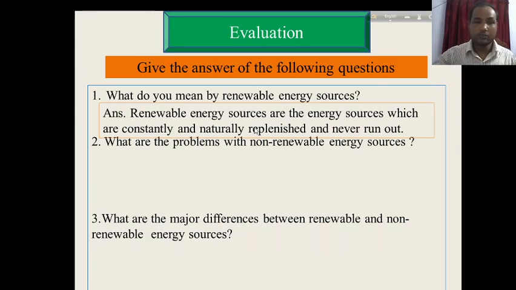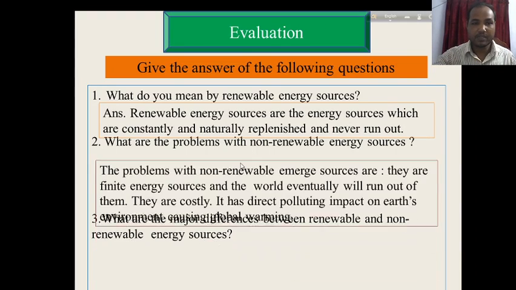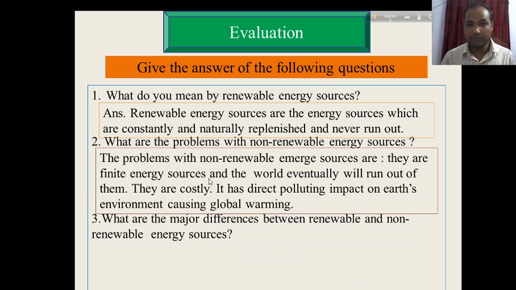Okay. Number two, what are the problems with non-renewable energy sources? If we heavily depend on non-renewable energy sources, what kinds of problems will we face? Let's see. The problems with non-renewable energy sources are they are finite energy sources and the world will eventually run out of them. They are costly. They have a direct polluting impact on the Earth's environment, causing global warming. I hope you have also written it.